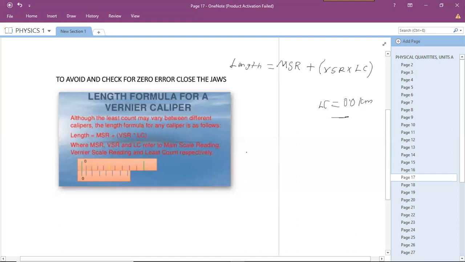Every time you see a Vernier caliper, you go down on your answer sheet and say length, whether it's on a multiple choice question or a paper 2 type question, you go on your Vernier caliper and say length is equal to main scale reading plus open brackets, Vernier scale reading multiplied by the least count. Then you start substituting. Let's look at an example.